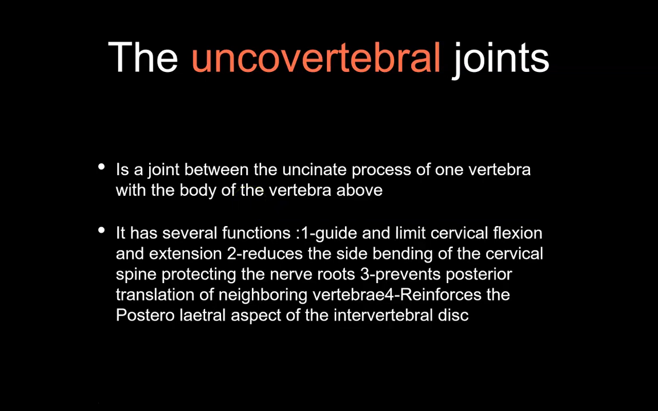Second, it reduces the side bending of the cervical spine, protecting the nerve roots. When you bend your head to one side, you don't compress the root because overbending is prevented by the uncovertebral joint. It also prevents translation movement between vertebrae, and it reinforces the posterolateral aspect of the intervertebral disc.